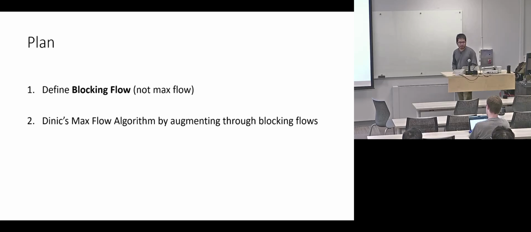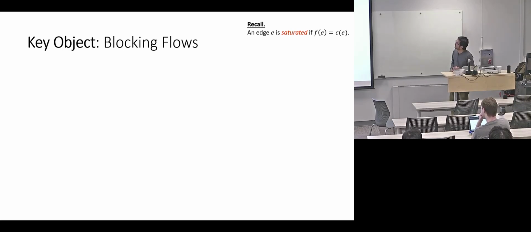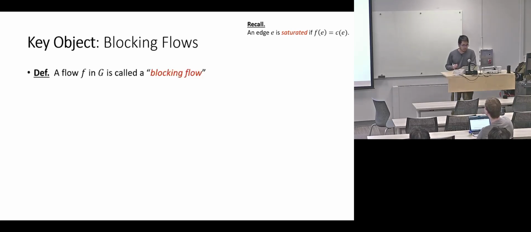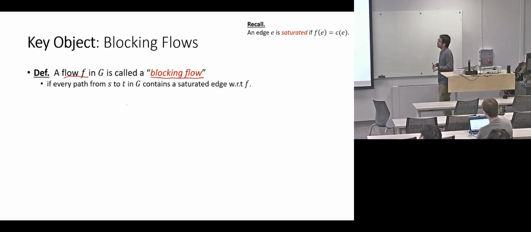And that needs us to define blocking flow. So let me define what blocking flow is. We say that the flow F is a blocking flow if for every path from S to T in G, not in the residual graph, in G, every path contains some saturated edge.